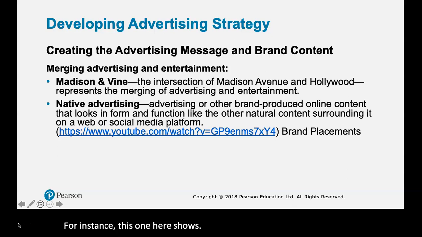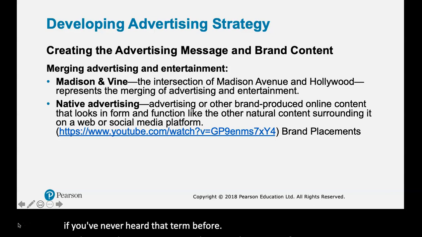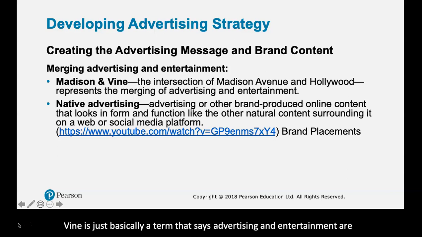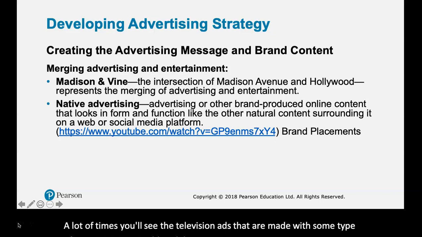is traditionally, if you've never heard that term before, Madison Avenue in New York City was or is where most of the large advertising companies, major advertising firms are located, on Madison Avenue in New York. Hollywood and Vine, you probably have heard that before. That's an intersection in Hollywood where a lot of the actors and notable entertainers would hang out. So Madison and Vine is basically a term that says advertising and entertainment are interrelated, and they've merged to create commercials and different types of advertising over the years. A lot of times you'll see television ads that are made with some type of entertainer or notable celebrity. So that's what Madison and Vine means.